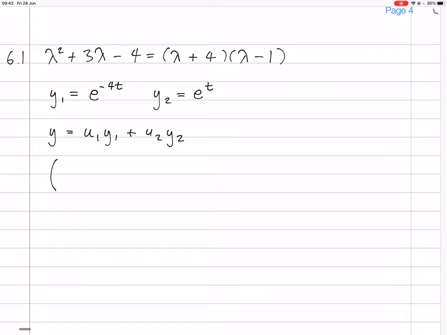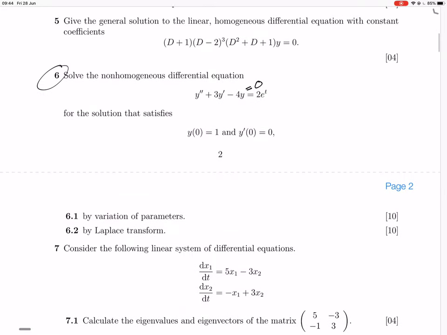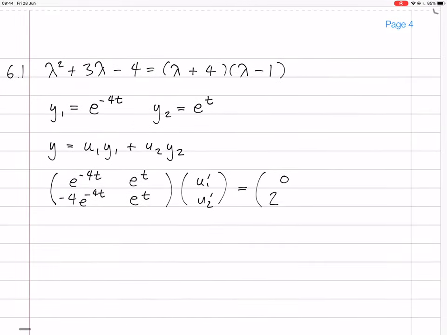So we have this matrix where we have y1, then y1', the derivative of y1. Then here we have y2 and the derivative of y2. And we have u1', u2' equals, and then we have 0. Then we have the thing that's on the right of the equation, which was 2e^t. And then we actually have to divide it by the coefficient of the second derivative y'', but there was no coefficient, it was just 1, so it's going to stay the same.